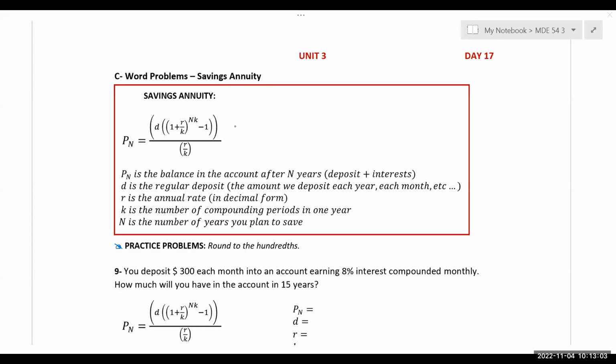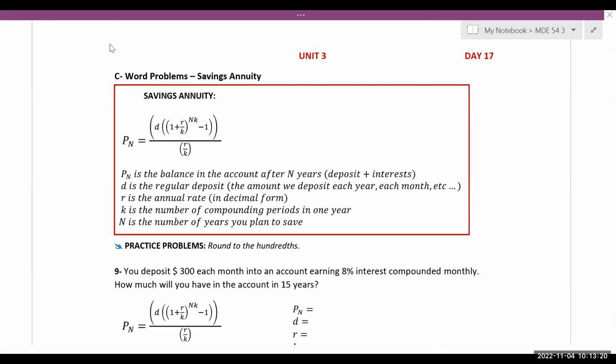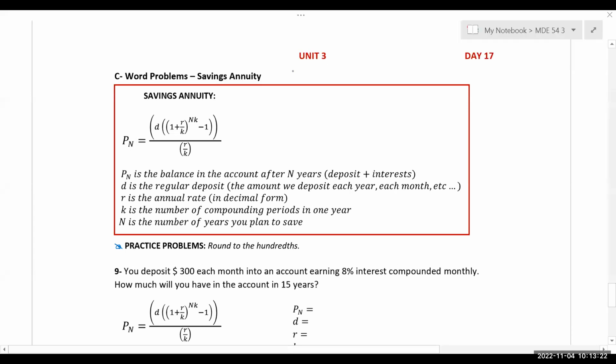Right, here we go. Savings annuity time, continuing in finance. So we've been working on these types of equations that have all of these different items, working on putting them in the calculator, and now we know what they are. It's a savings annuity. A savings annuity is something where you make multiple deposits.